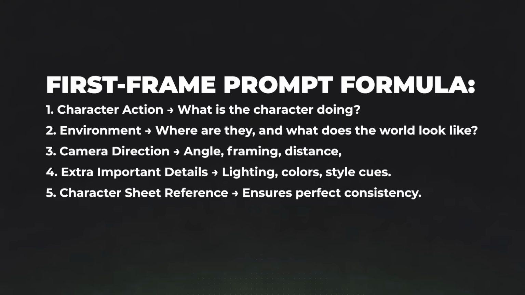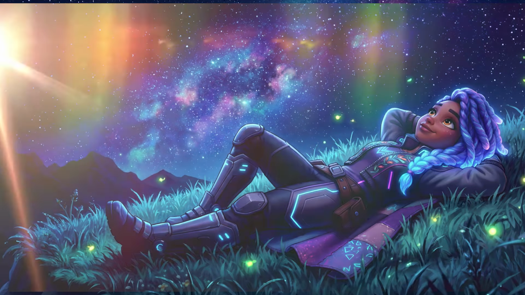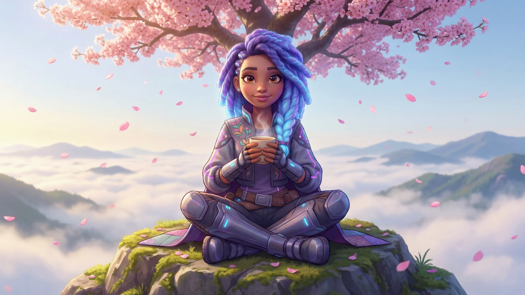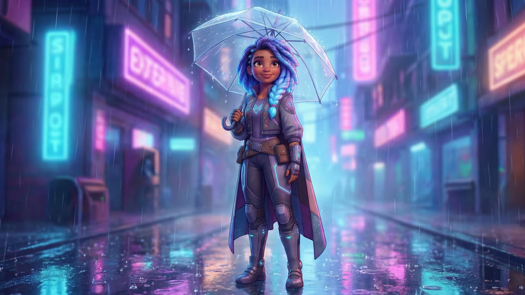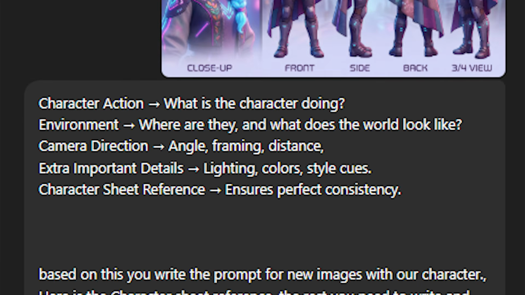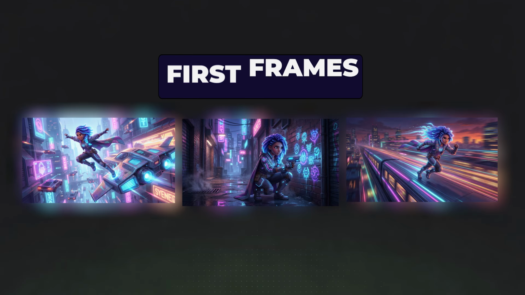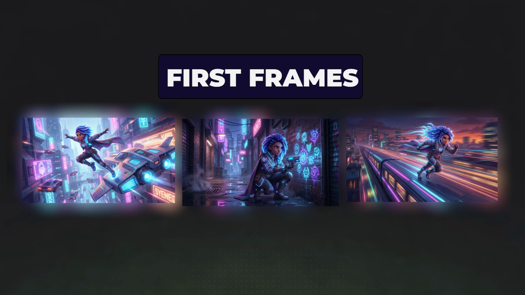To make this simple, here is the formula I use for all my first frame prompts. It includes the character action, the environment, camera direction, extra important details like lighting, colors, and styles, and lastly the character sheet reference, which actually ensures perfect consistency. Just filling these 5 pieces will give NanoBanana everything it needs to generate a clean, consistent first frame. And if you want this to be even easier, you can have ChatGPT write the prompt for you using that formula. Now I only had to do this once and pretty much got exactly what I wanted. It transported the vibe of the character into the rest of the scene pretty much perfectly.